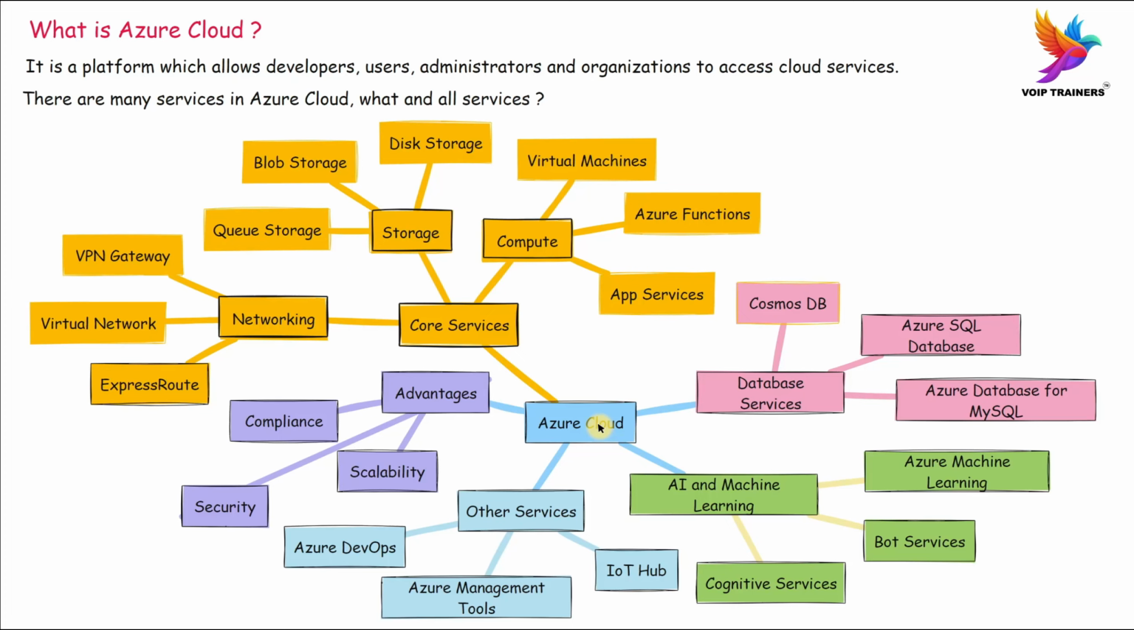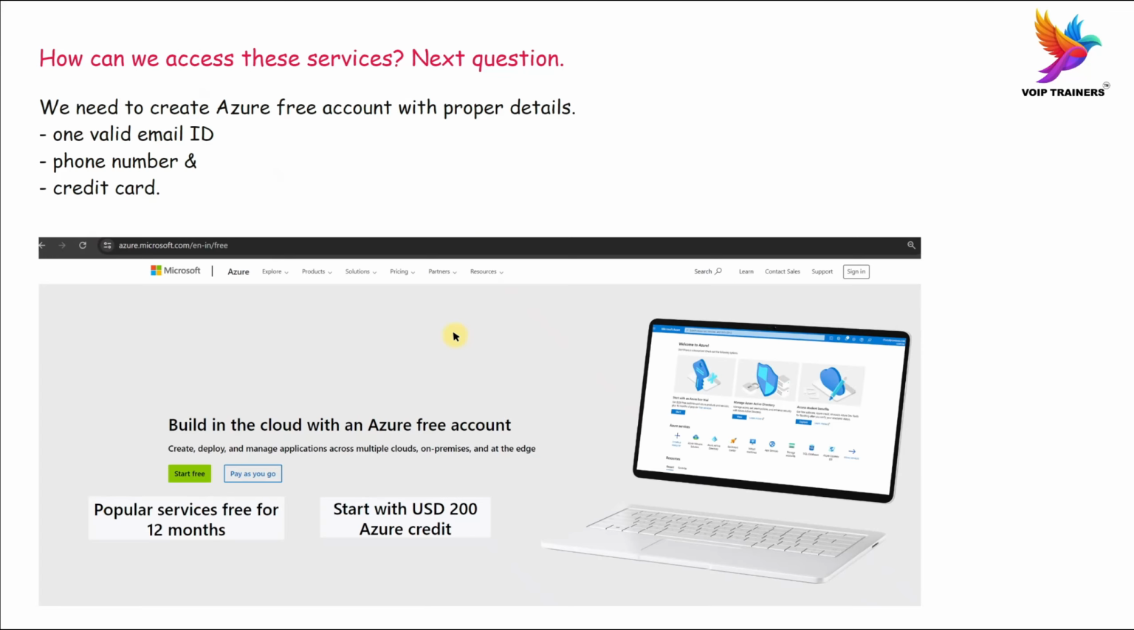There are many services in the Azure Cloud. What are all those services? Networking is one of the services. Compute, virtual network, VPN gateway, database, machine learning, DevOps. These all are Azure services. How we can access these services is the next question.